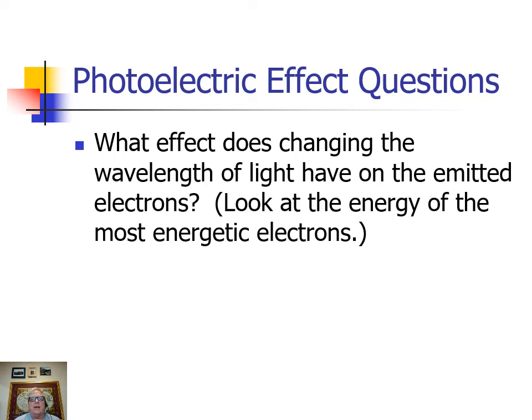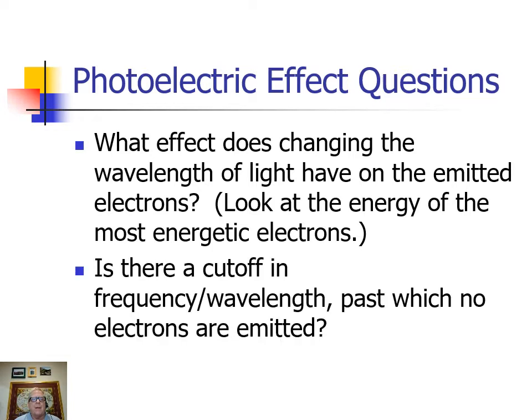What effect does changing the wavelength of light have on the emitted electrons? We would look at how much energy the emitted electrons have. And when we look at these electrons, we're going to look at the energy of the most energetic of the electrons. And we would look to see if there's a cutoff frequency. That is to say, is there a frequency below which no electrons are going to be emitted?